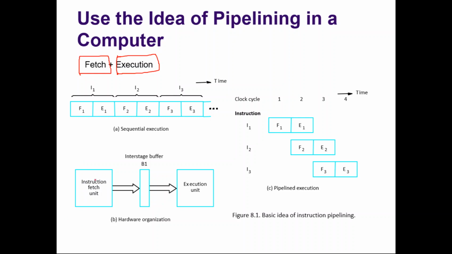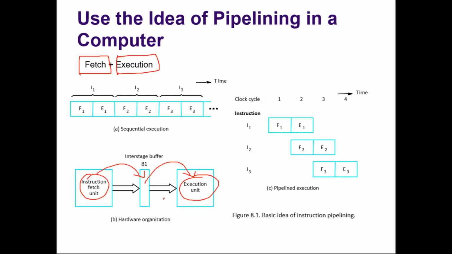So there is a fetch unit, which is a separate hardware unit, and there is an execution unit. The fetch unit is used to fetch the instruction and keep it in the buffer. Once that instruction is fetched and kept in the buffer, the execution unit's job is to take that instruction from the buffer and execute it. These two are separate units.